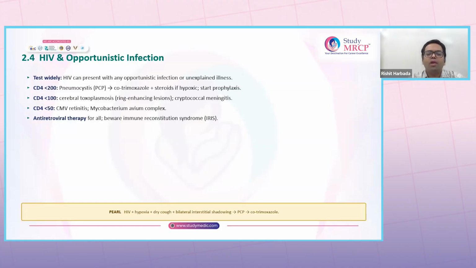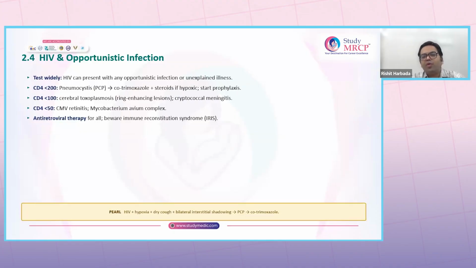Antiretroviral therapy: we all know that a lot of drugs are now available. One of them is the integrase inhibitors, dolutegravir; you're also going to have protease inhibitors, NRTIs, NNRTIs, etc. So they will be asked in your exam. The preferred regimen is TLD, that is tenofovir, lamivudine, dolutegravir. Any patient with HIV, irrespective of the CD4 count, you have to treat with antiretroviral therapy.